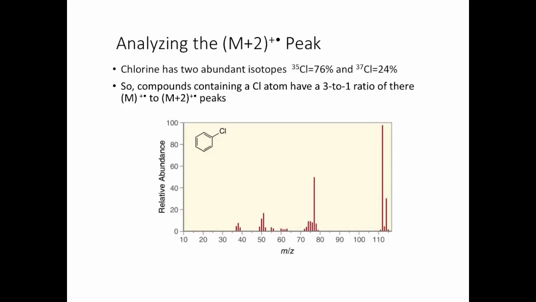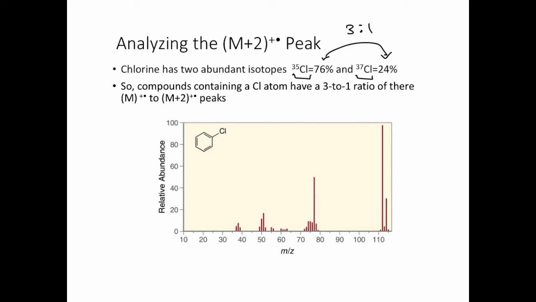Now, other types of atoms also have isotopes. For example, chlorine has two abundant isotopes, chlorine-35 and chlorine-37. The chlorine-35 is the more abundant isotope. It's about 76% abundant, and the chlorine-37 is about 24% abundant. So the ratio of those two numbers is about 3 to 1.